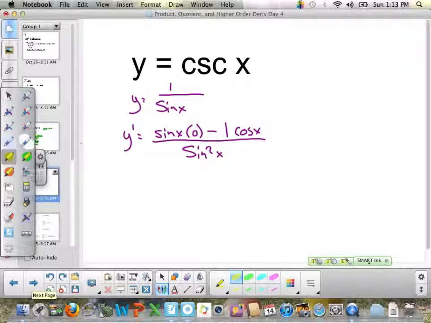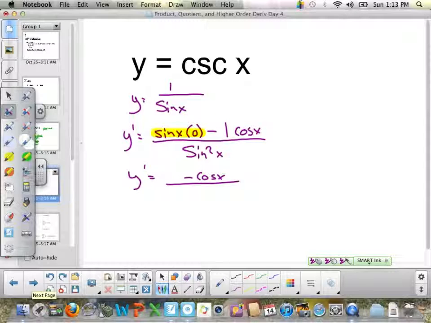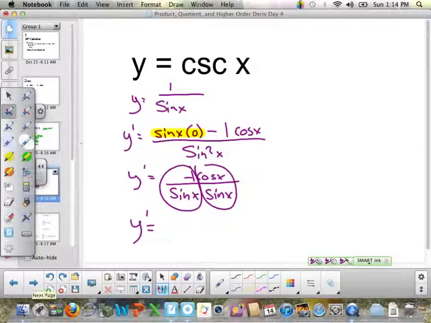Simplifying, again, sine x times 0 is 0, so it falls out. So up top we got negative cosine of x. And again, let's split the sine. Sine x times sine of x. We'll group cosine and sine. We'll group 1 over sine. Y prime is negative cosecant of x, cotangent of x.